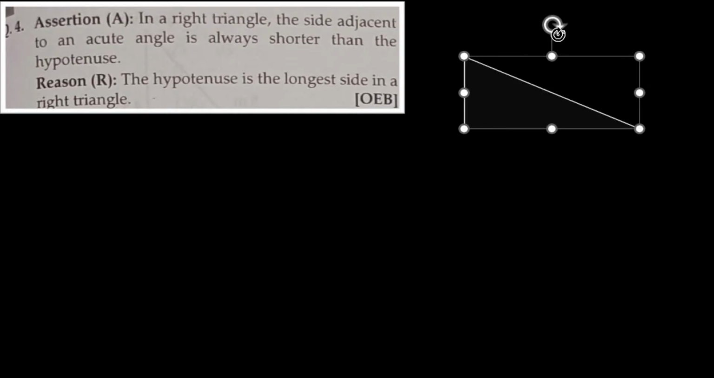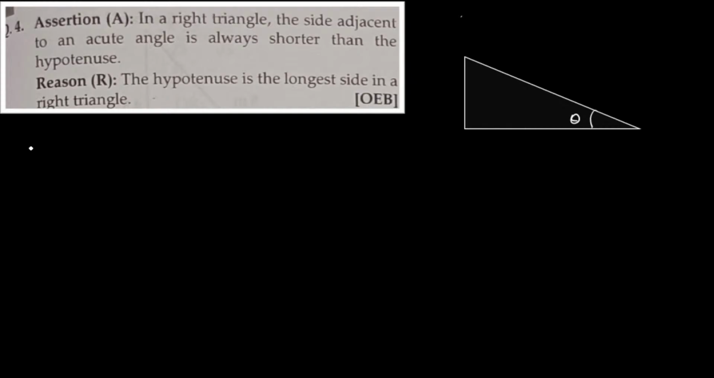Question number 4. In a right triangle, the adjacent side to an acute angle is always shorter than the hypotenuse. Let me again draw the figure, because without that we should not do it. So this is a right angle triangle. Suppose this is the angle. Adjacent side to the acute angle is always shorter than the hypotenuse.